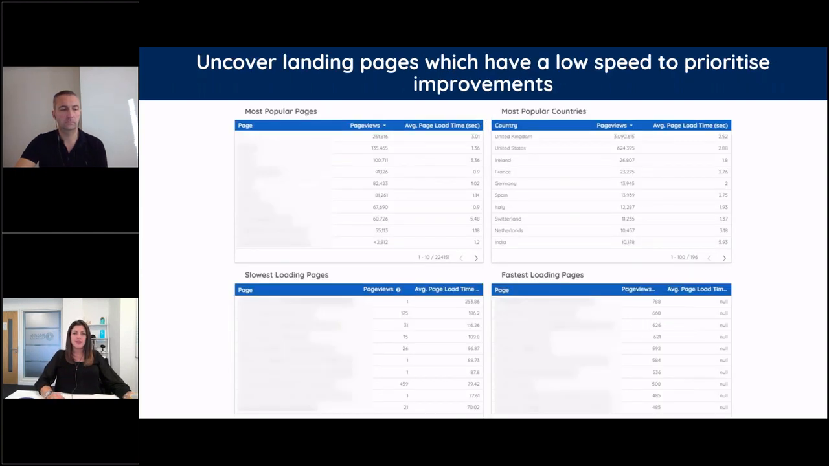So it's quite good to be able to understand and see what popular pages are in terms of which pages are loading the fastest, which countries are loading the fastest, and then also which ones are loading the slowest, so that we can try and address those and make sure that we're actually sending traffic through to pages that are sort of nice and speedy.